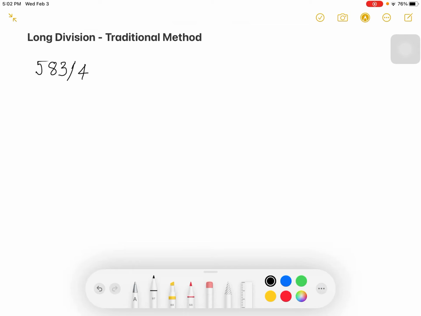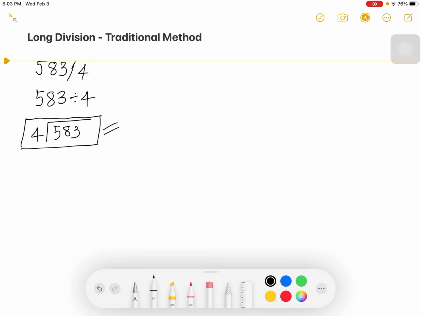This is a quick review of how to do long division with the traditional method. We will start with our problem of 583 divided by 4. You might also see it in this format, 583 divided by 4. And when doing long division, you will see it in this manner, 583 divided by 4. This third method is the long division traditional method that we will be working with.